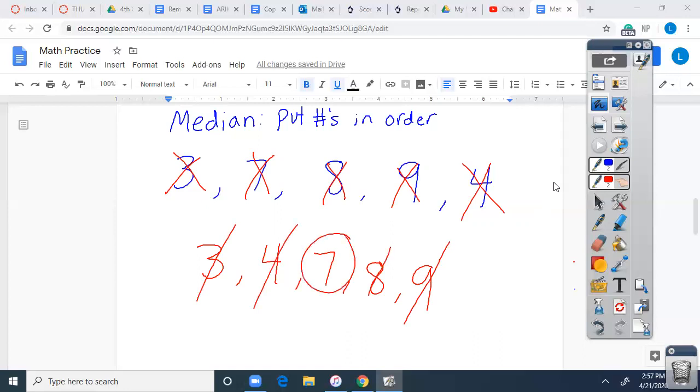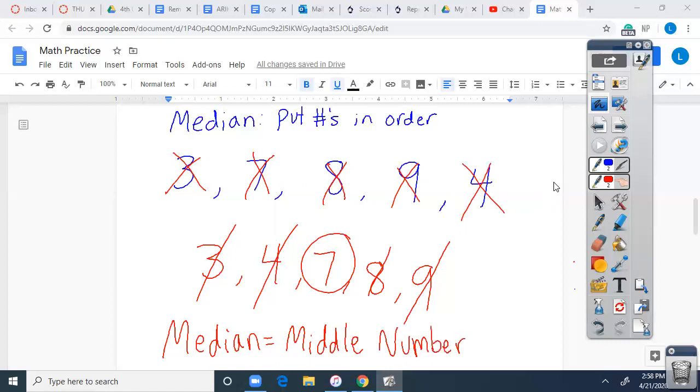And then the middle number that I have is 7. So the median, or the middle number, is 7. You need to remember that. Median is the middle number when they're lined up from the greatest to the least.